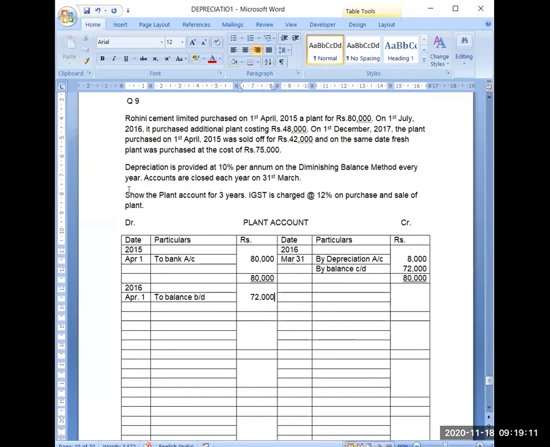Now we will see the transaction. On 1st July 2016, it purchased additional plant. So on July 1st, we will record the purchase. July 1 to bank account, and the amount is 48,000.